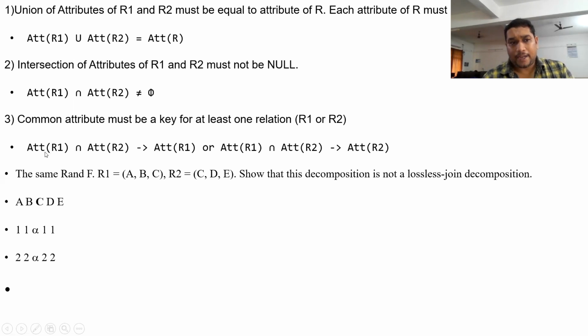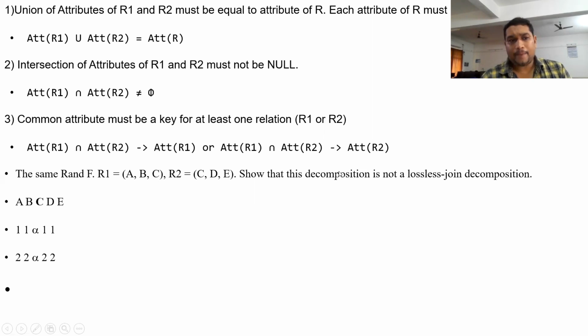That is, the common attribute R1 intersection R2 belongs to either R1 or R2, and these two come under the intersection of R2. You get attribute R2. That is, if you intersect these two, meaning either R1 or R2 or a combination of these, you will get this attribute R2.